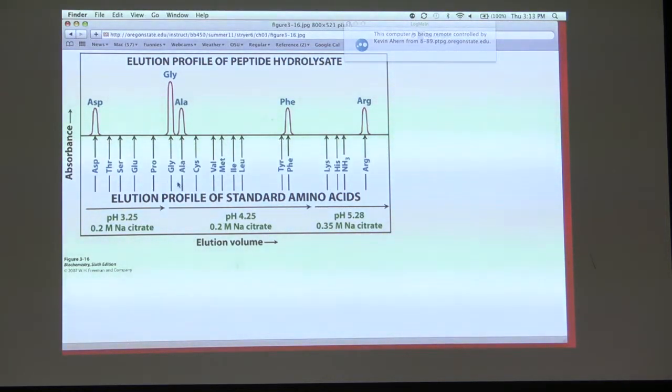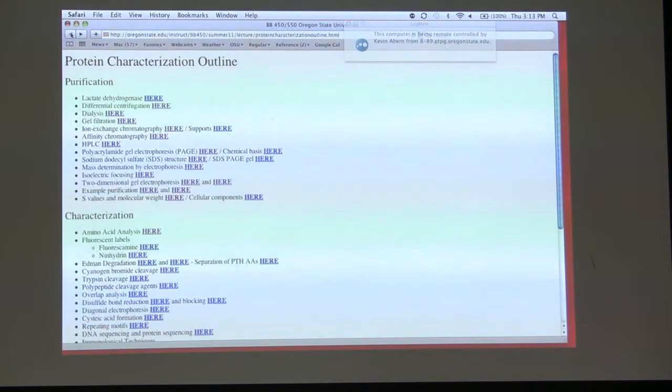And we could say, oh, well, this peak that came out at 2 minutes after injection is aspartate, because I know that's where aspartate comes out. I can put aspartate in there, and that's where it elutes. So I must have aspartate in this peptide. I've got glycine in this peptide. But look, I've got twice as much glycine as I have aspartate. Maybe I've got 2 glycines and 1 aspartate, something like that. Okay. So that's a pretty straightforward analysis that I would do for amino acids.